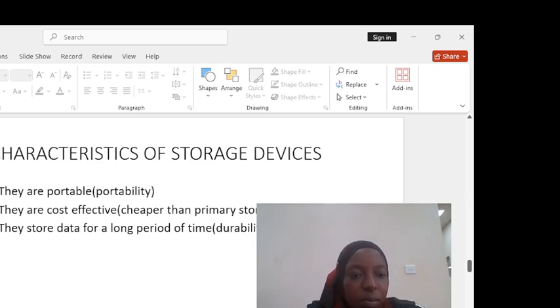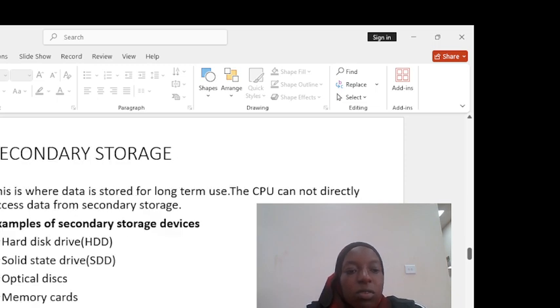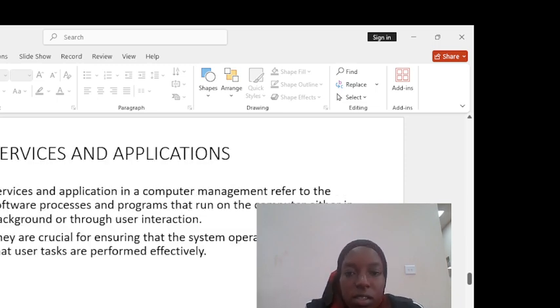I'm Namkenya Sharifa. I'm going to discuss services and applications. As we know, a service is not physical, it is intangible. Then an application is a software program that is designed to perform a specific task. The definition of services and applications in computer management refers to the software processes and programs that run on a computer, either in the background or through a user interface.